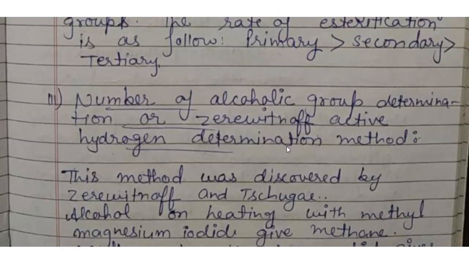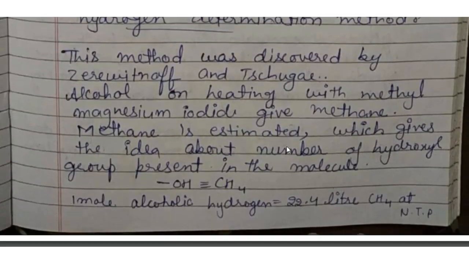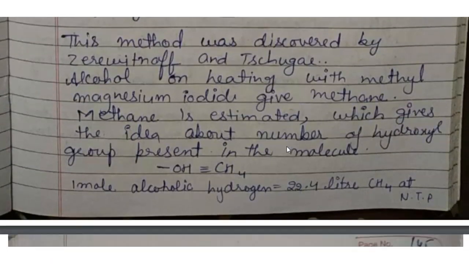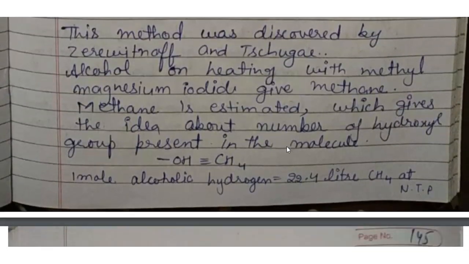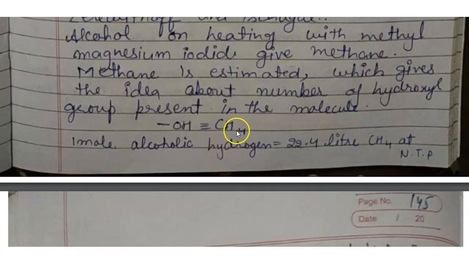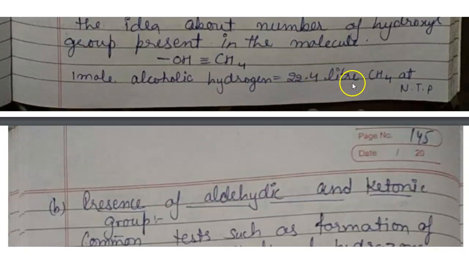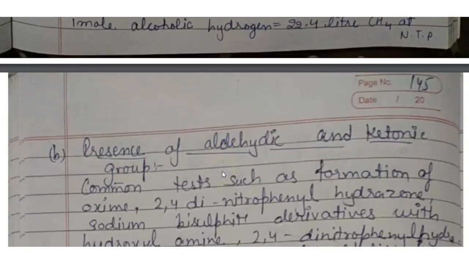Determination of the number of alcoholic groups, or the active hydrogen determination method. This method was discovered by Zerewitinoff and Tschugaeff. Alcohol on heating with methyl magnesium iodide gives methane. Methane is estimated, which gives an idea about the number of hydroxyl groups present in the molecule: OH gives CH4. One mole of alcoholic hydrogen gives 22.4 liters of CH4 at NTP.